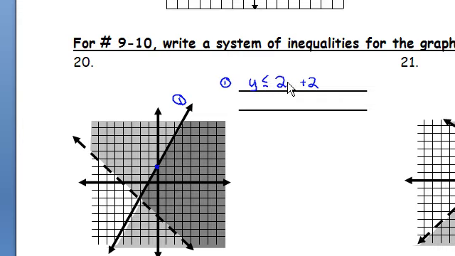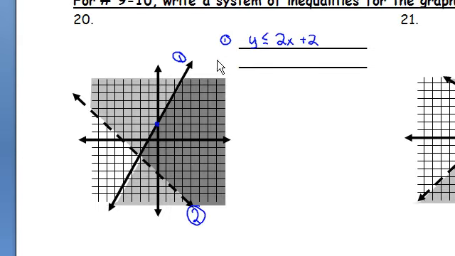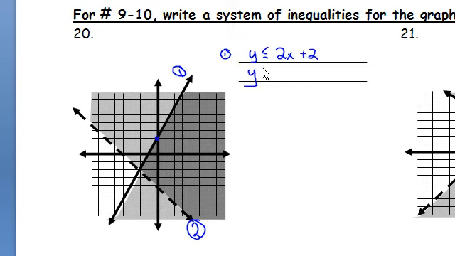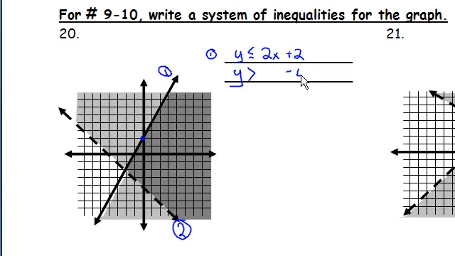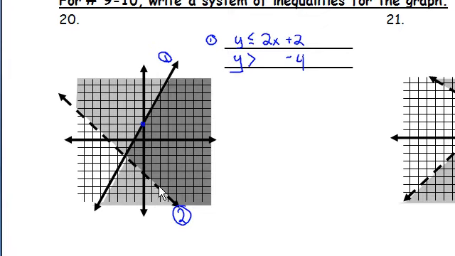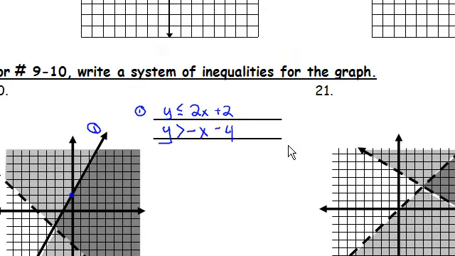And our slope is rise of 2, run of 1. So it'll be 2x. And our second equation down here, we see it's a dotted line and everything's shaded above it. So it's going to look like that. That will be our inequality, a greater than sign. And everything's shaded above it, and the equation of the line is 1, 2, 3, 4. So the y-intercept is negative 4 with a slope of, what is that slope? Negative 1 is the slope, so it would be negative x minus 4.